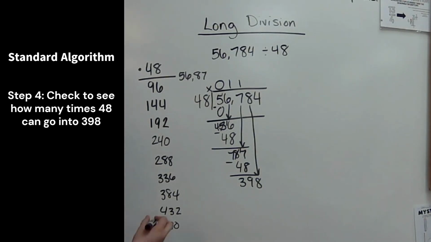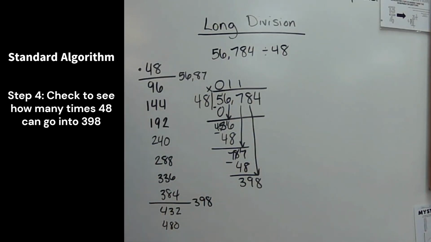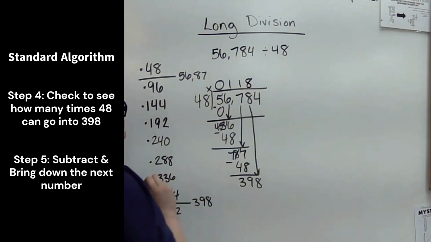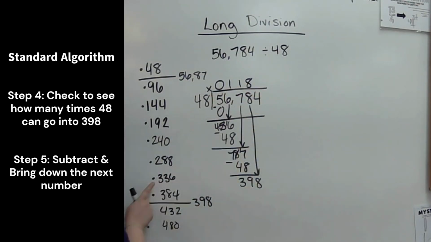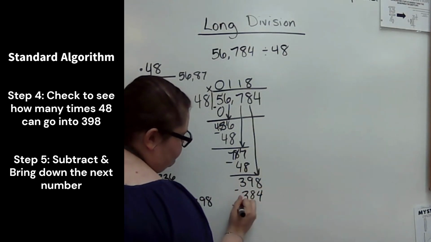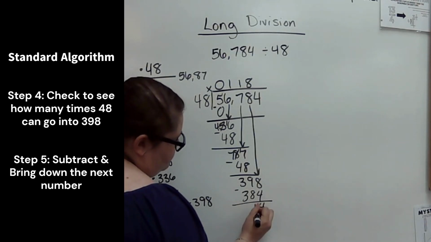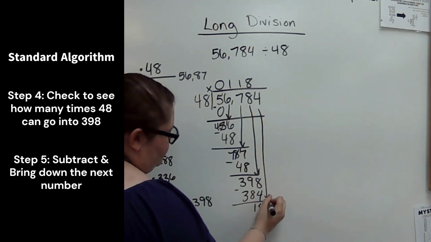398 is going to be right here in between these two numbers. And I'm going to count how many multiples that was. So I have 1, 2, 3, 4, 5, 6, 7, 8. So I'm going to put my 8 up top. 48 times 8 is 384. I'm going to subtract again. Bring down my last number.